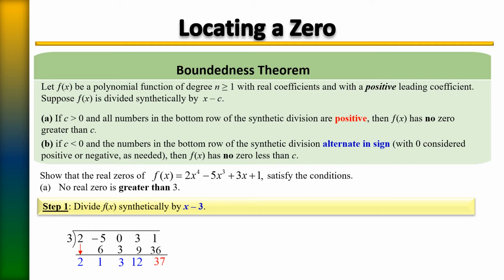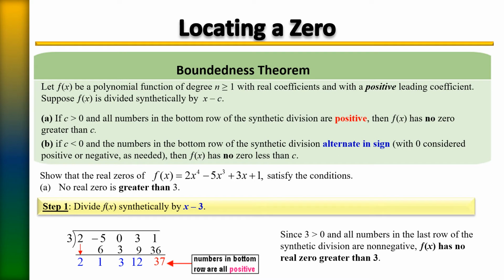Notice that all the signs in the bottom row are positive, and therefore that is proof that there are no real zeros greater than 3. And that is the Boundedness Theorem.